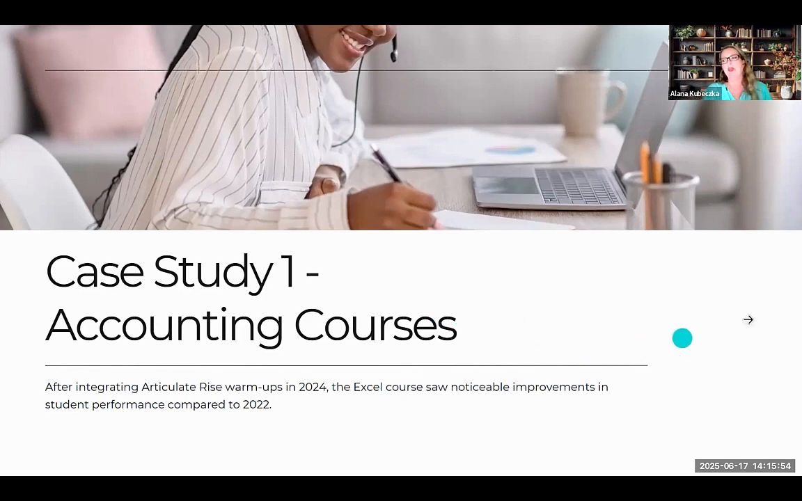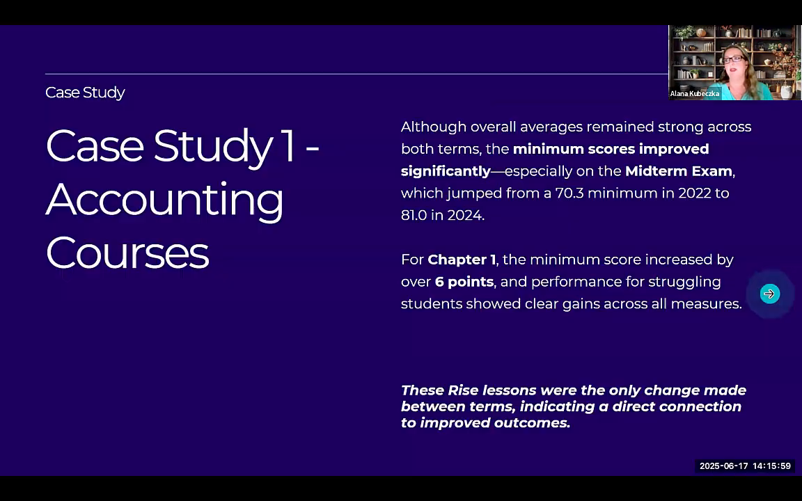And we did see noticeable improvements in the student performance from year to year. So the overall averages remained strong in both terms, but the minimum scores improved. And that was the one statistic that we kind of pulled out of all of the data that we were looking at afterwards, just to see what kind of a difference it was making.